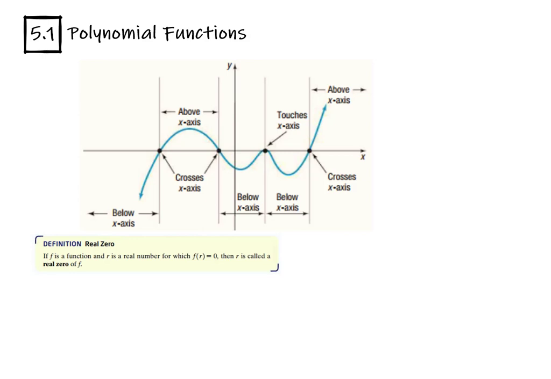It says that f is a function and r is a real number for which f of r is equal to 0. That is, the y value is 0. Then we call r a real zero of f. Now, looking at this graph, we can just put some values that make sense. This is my r because f of r is equal to 0. Because the y value here is 0, let's say this is 3.